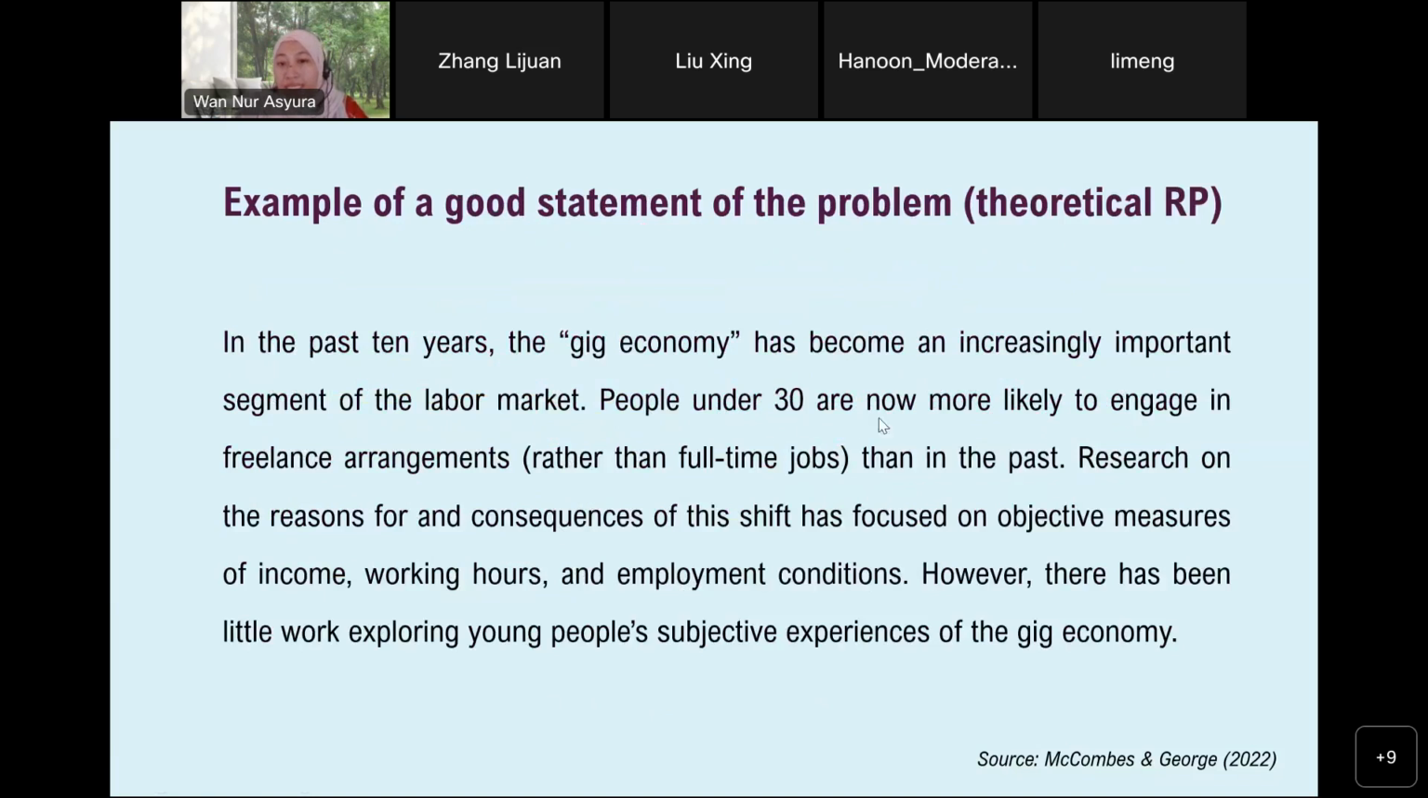Okay, people under 30 are now more likely to engage in freelance arrangements rather than full-time jobs than in the past. Okay, so what is the problem now? So people under 30, they don't want to find full-time jobs, but they want to engage in freelance jobs. Okay, so the rest, you try to scrutinize what are the elements in these two sentences later on, yeah? So I will continue.